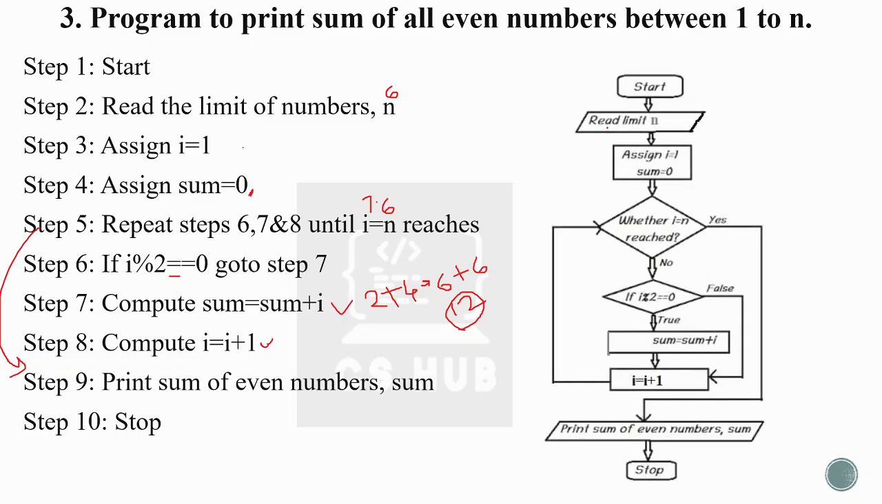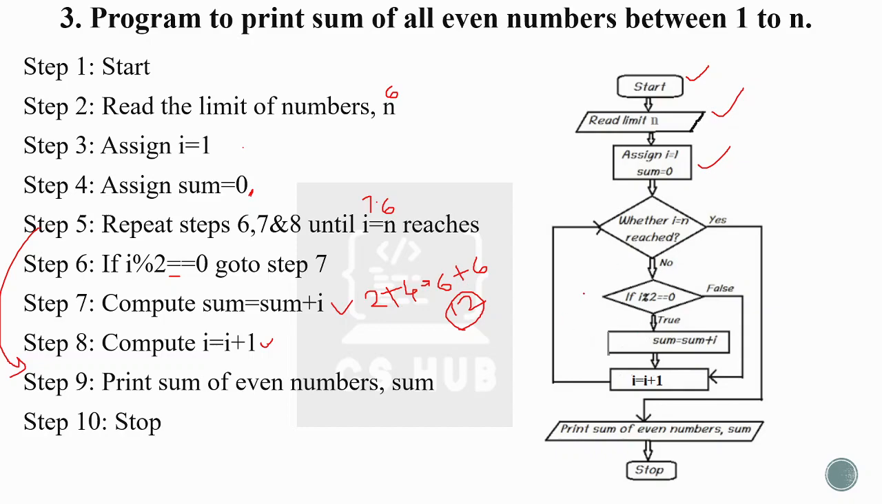Then this is the flowchart. Here, start symbol, read limit, then two assignments are here, right? I is equal to 1 and sum is equal to 0. Next is a loop. So check whether I is equal to n. This is our condition, whether I is equal to n reached. If it is yes, we can directly move to the last step, which means print the sum of even numbers as sum and stop. If it is not reached, then we can do all the operations.